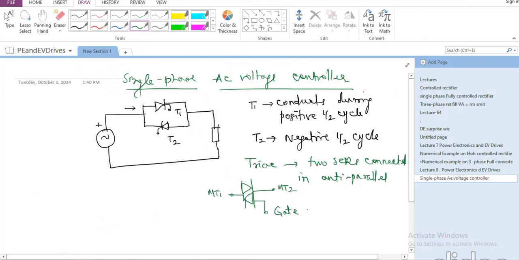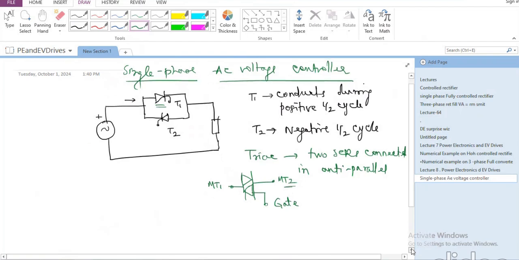So you are going to give a positive pulse to the gate during the positive half cycle so that the forward thyristor, or MT1, becomes the anode and it conducts. And you are going to give another gate signal during the reverse half cycle such that MT2 becomes the anode and conduction takes place in the opposite direction. So this is the symbol of the triac.